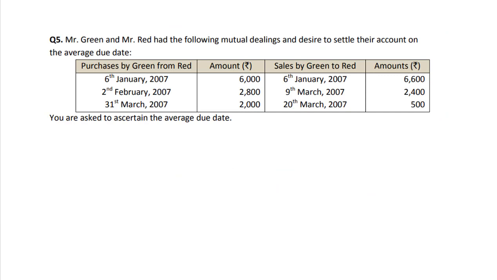Next question, question 5. Mr. Green and Mr. Red had the following mutual dealings and desired to settle their account on the average due date. Purchase by Green from Red, amount; sales by Green to Red, amount. You are asked to ascertain the average due date. Solution. Calculation of average due date. We need to select base date first. First we will do for Green.